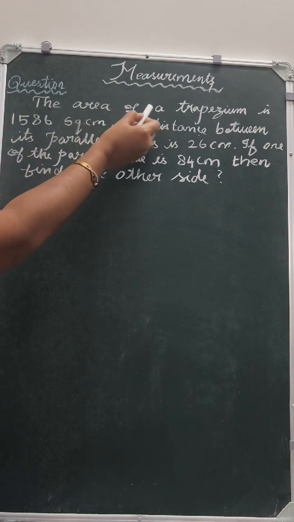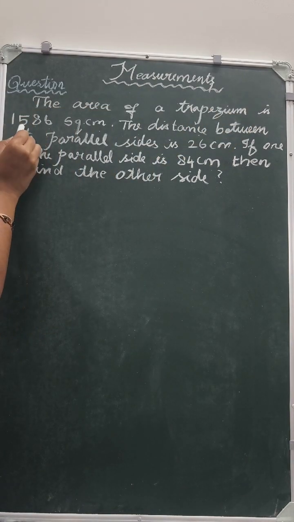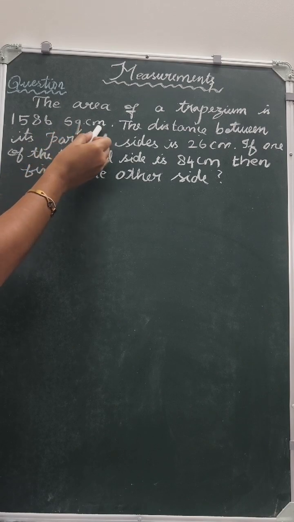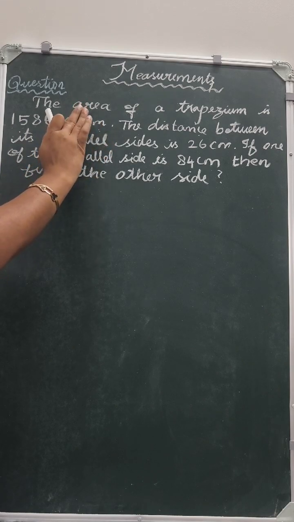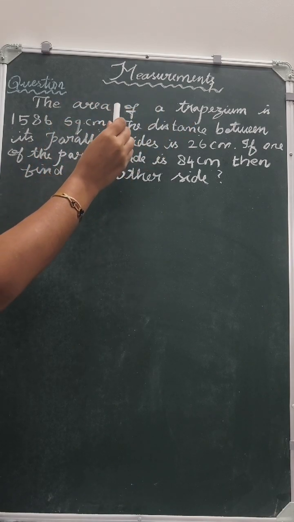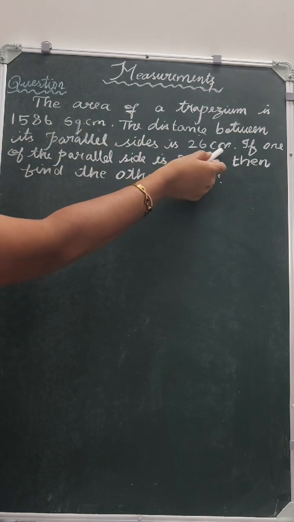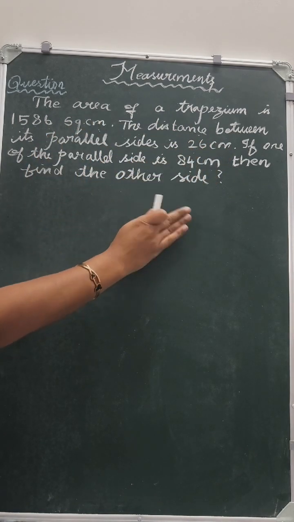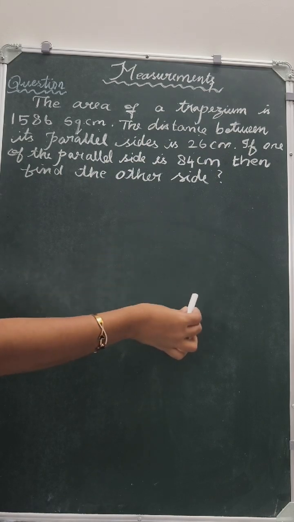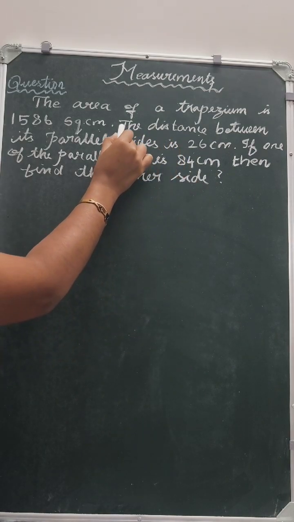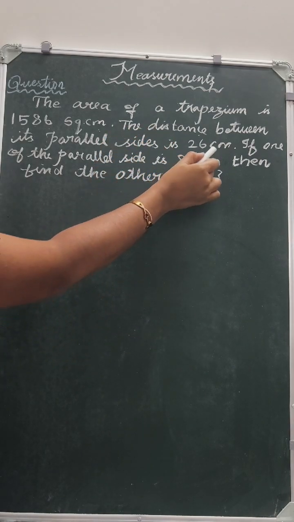In today's class we are going to solve a simple sum in measurements where they have given the area of a trapezium is 1586 square centimeter. So they have given the area of trapezium and the distance between its parallel sides is 26 centimeters. The distance between its parallel sides means the dotted lines, right? So the height is 26 centimeter.